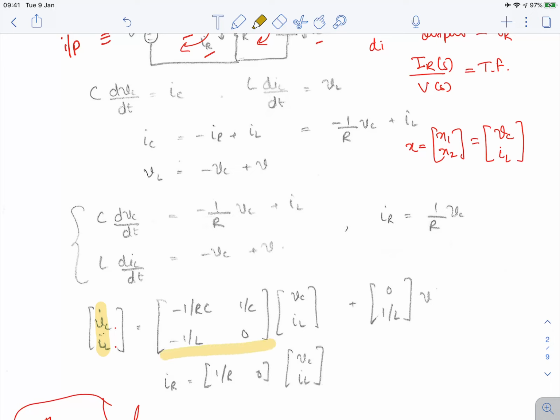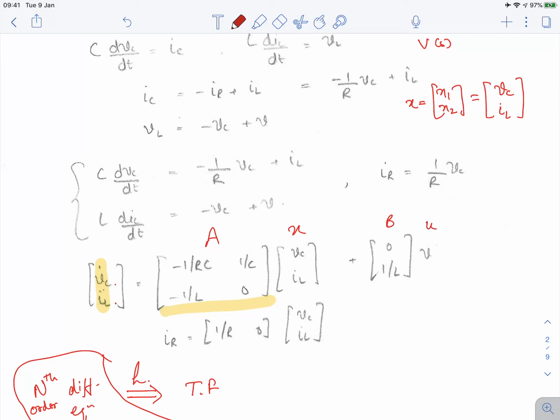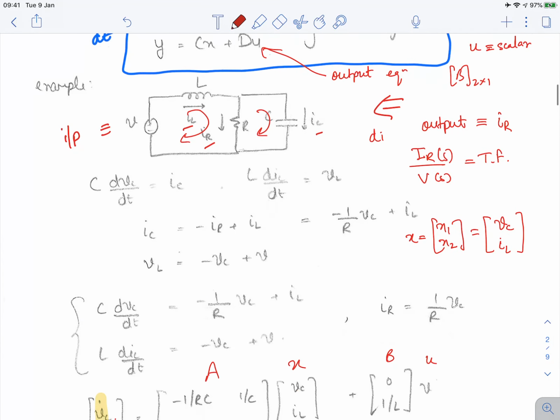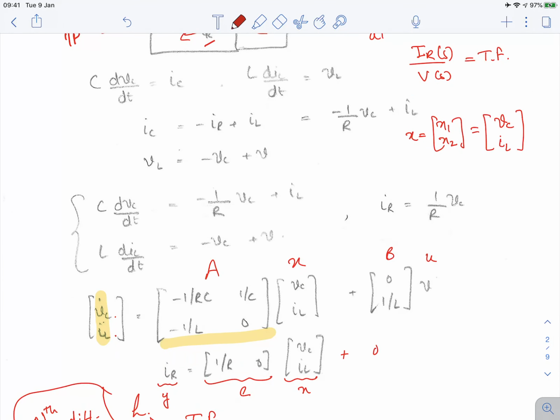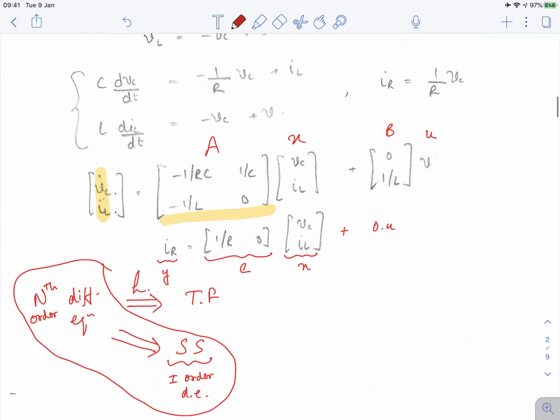This is my A matrix. This is X, this is B, and this is U. U is my V. Here I have the output as Y. This is my C matrix, and this is again my X, which is Vc and IL. And here I have D equal to 0. Okay, so go through this example to finally obtain this state space representation.